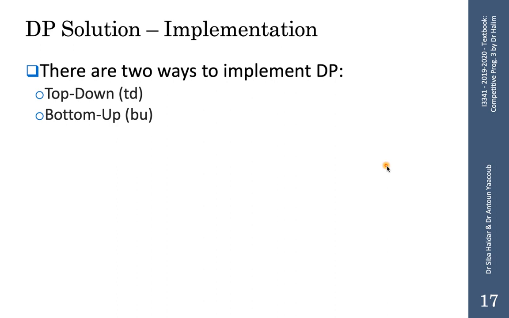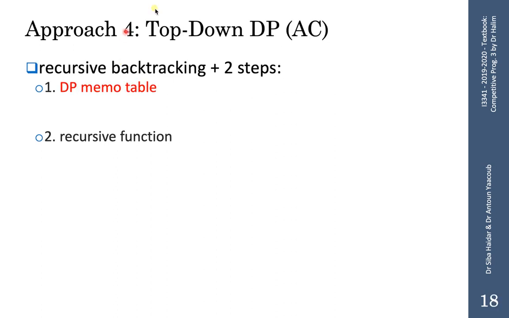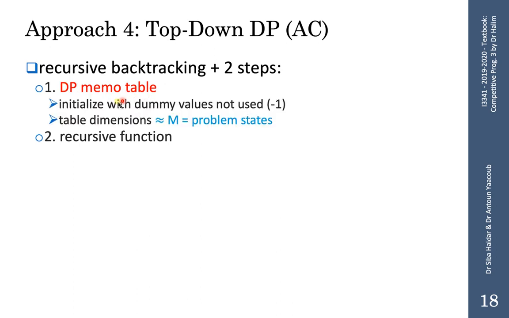For the DP solution implementation, to implement this, we have two ways. Either we choose the top-down approach or the bottom-up approach. We will now see the top-down approach because it is like the recursive backtracking, but we add to it two small steps in order to improve it. The first one, we add the dynamic programming memo table, which we initialize with dummy values that are not used, for all the table dimensions. What is the table dimension? It is the number of states.